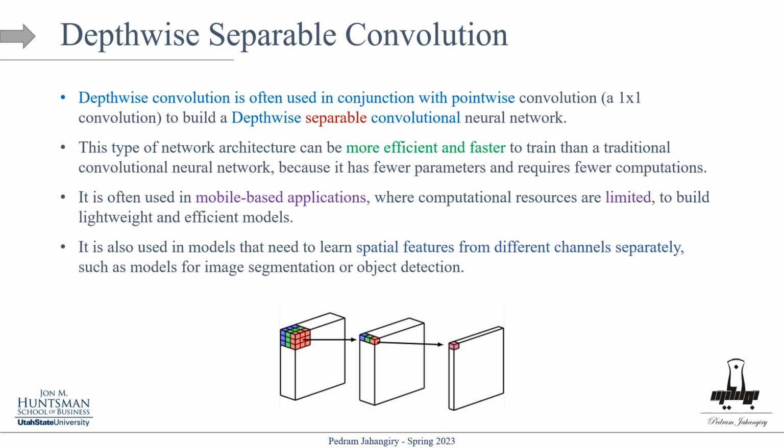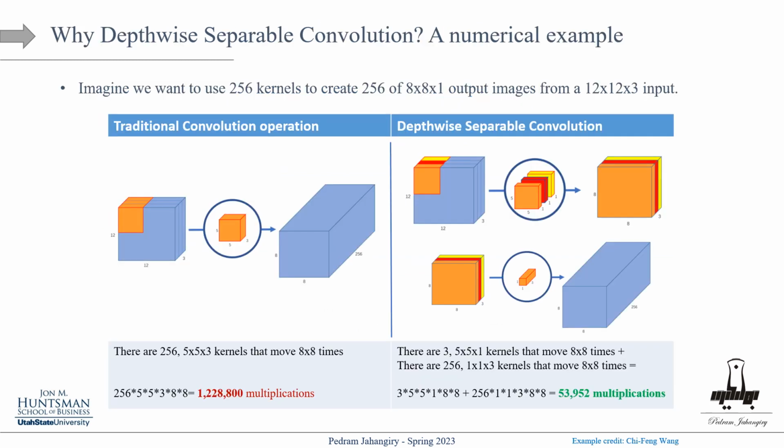Also remember that this network is used in models that need to learn spatial features from different channels separately. So remember, we want to keep track of spatial features, and at the same time, we want to treat different channels differently and extract features based on different channels. We're going to use this kind of convolution later in the course when we're doing image segmentation or object detection. Okay, now let's look into that numerical example.